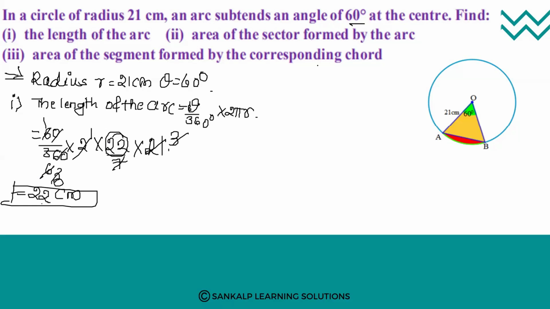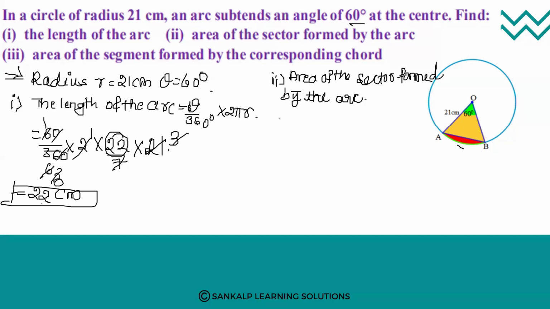Area of the sector formed by the arc. So area of the sector formed by the arc. That means the full area you have to find out. Area of this sector formed by this arc. Okay. Next. Second one. Area of the sector formed by the arc. Okay.